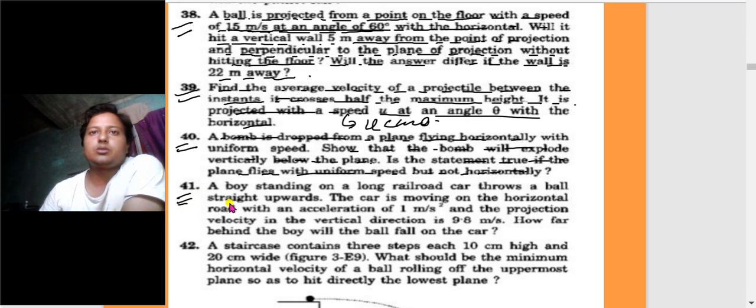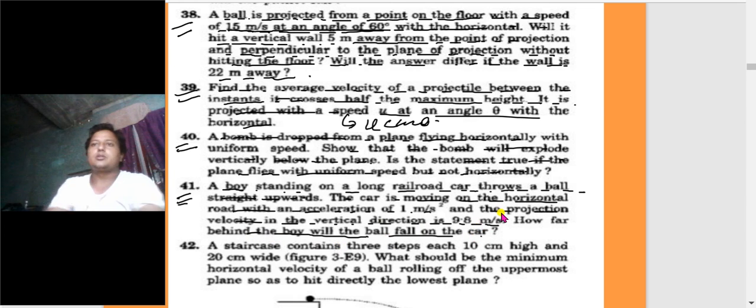Now in question number 41, a boy standing on a long railroad car throws a ball straight above. The car is moving with an acceleration of 1 meter per second squared and the projection velocity in the vertical direction is 9.8. How far behind the car will the ball fall?